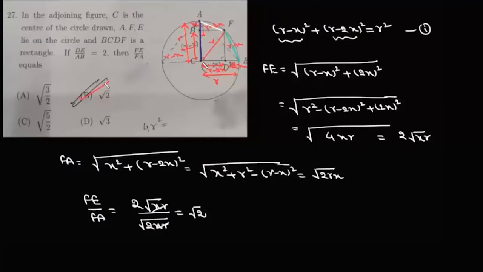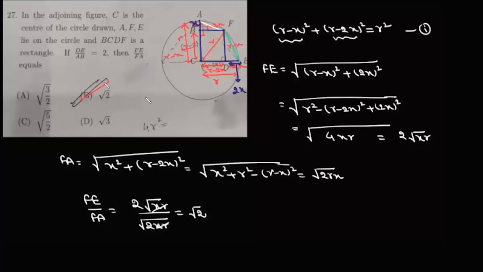Now in this question we are given a circle in which there is this quadrant ACE, and in which we have drawn a rectangle. Now in the question it says DE is to AB is 2. So this ratio DE is to AB is 2. That means if this length AB is x, then this length DE is 2x.